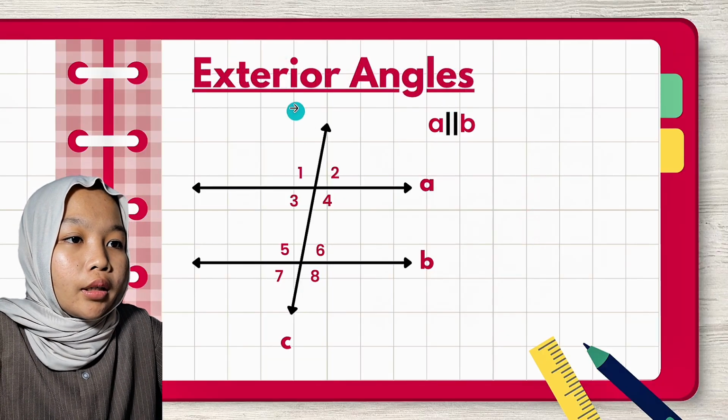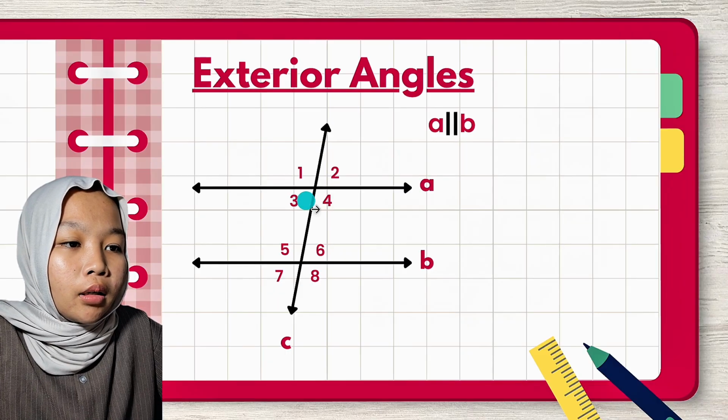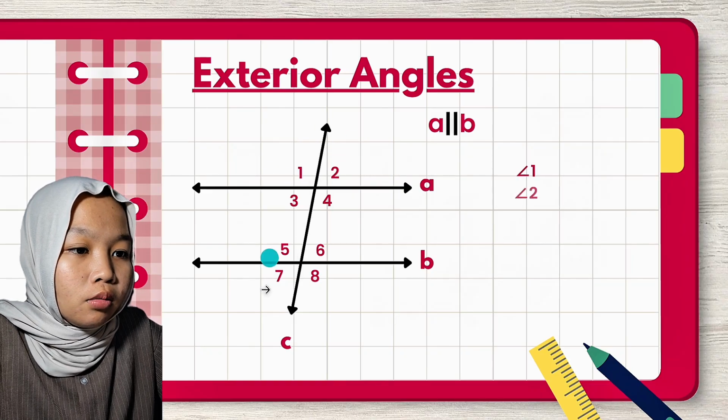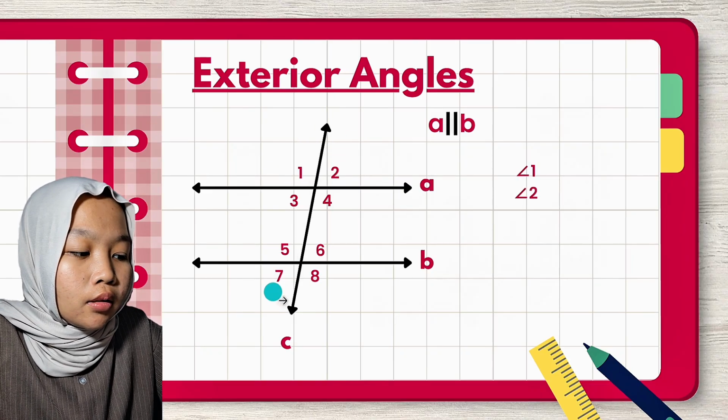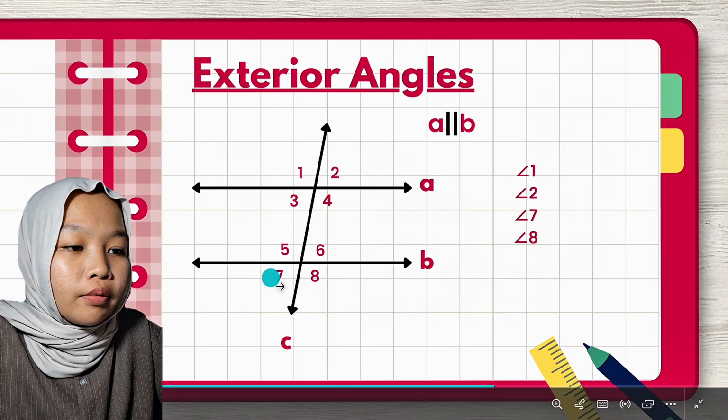Next, we're going to talk about exterior angles. Exterior means outside. Because the inside is in here, the outside is here and here. So there is angle 1, angle 2, angle 7, and angle 8. So the outside in here and here is 1, 2, 7, and 8.